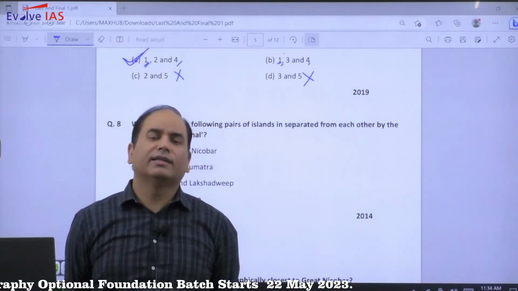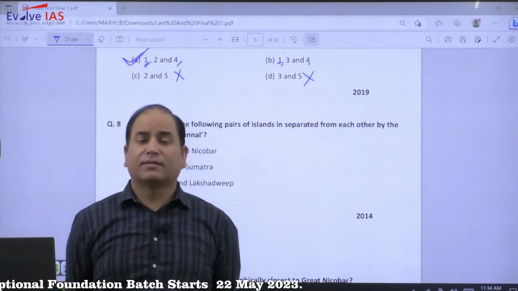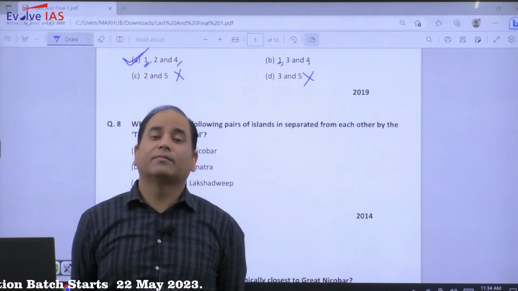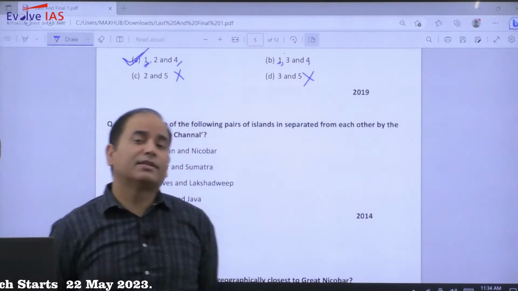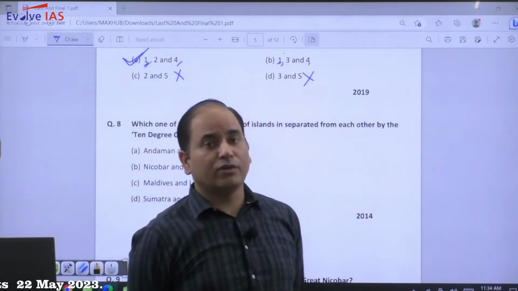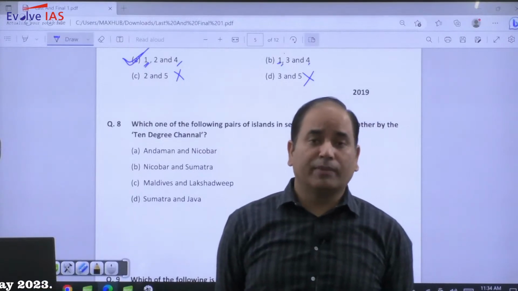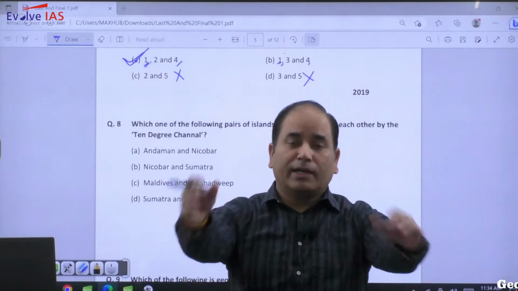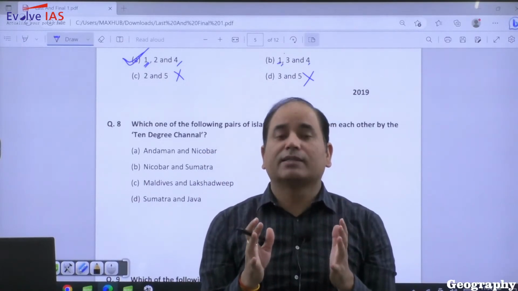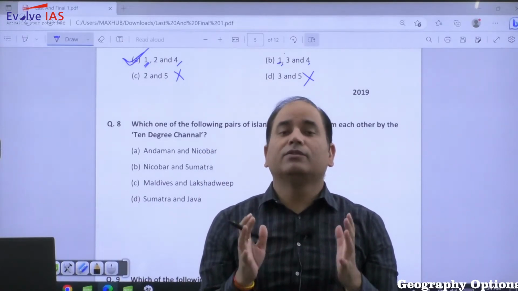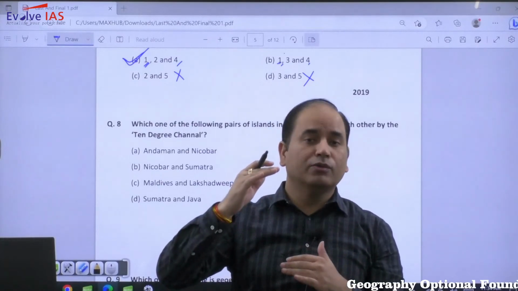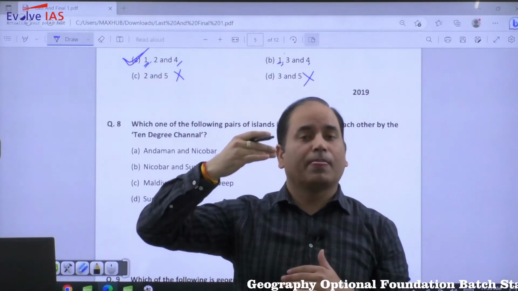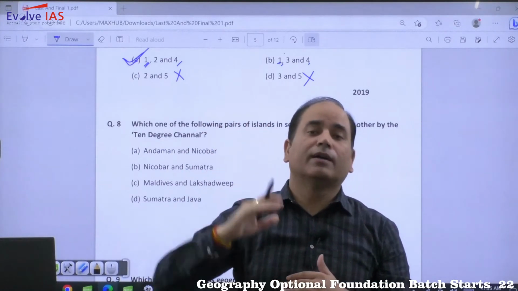So Andaman and Nicobar, one of the major islands. Whatever islands are in India, we have a large number of islands, more than 250 islands. Majority of islands are present in two groups. One is in the Arabian Sea in the form of Lakshadweep, the other one is in Bay of Bengal in the form of Andaman and Nicobar. Andaman and Nicobar group of island has the largest number of islands. These group of islands has been divided in two sectors by the 10-degree channel. So in north we have the Andaman, south we have the Nicobar.